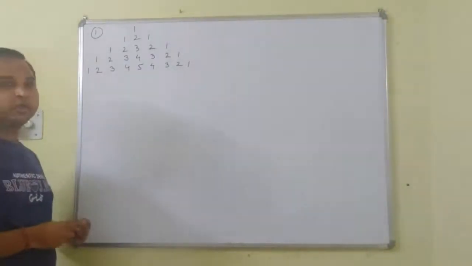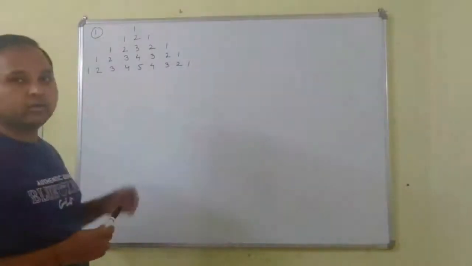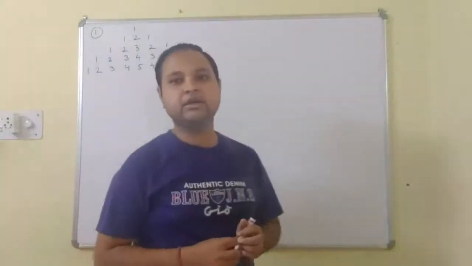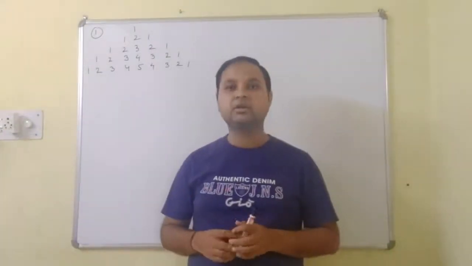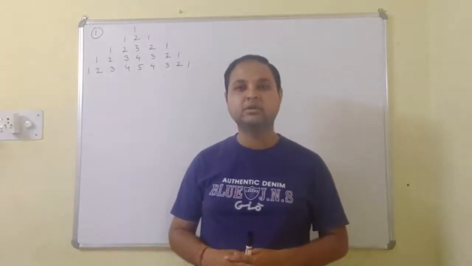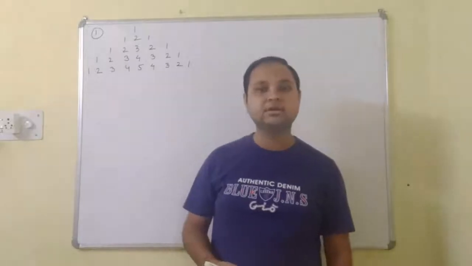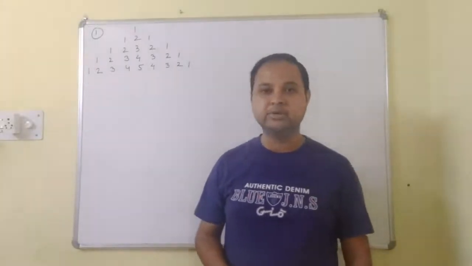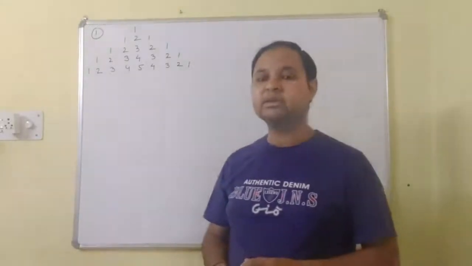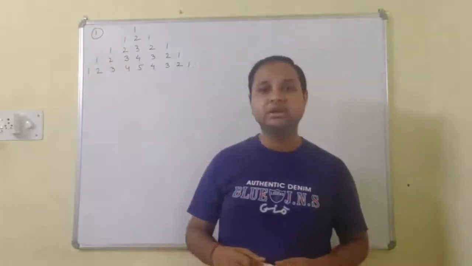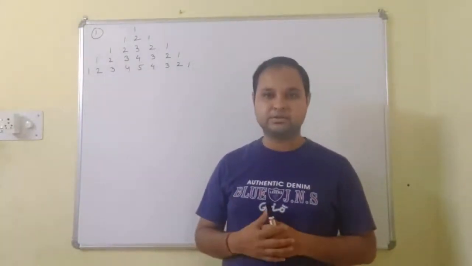You can see that in the first line we are having only one element. In the second line we are having 3 elements. In the third line we are having 5 elements. In the fourth line we are having 7 elements, and the last line, that is the fifth line, we are having 9 elements. So in pyramid pattern, basically each row is incremented by 2 more elements.